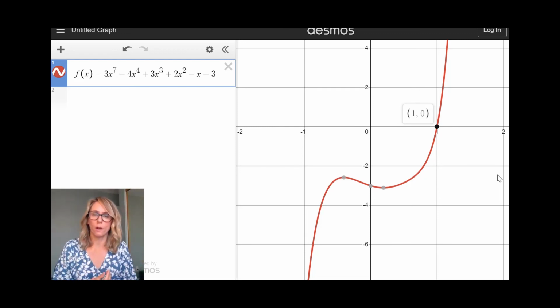Notice as well, I just want to point out to you that we did talk earlier in the chapter about the number of times the function could turn, and that would be the highest degree, which here the degree of the polynomial is 7, minus 1. So in that case, that would be 6. So this function could turn up to 6 times. Notice this function only turns twice. So it comes up, goes down, goes back up.